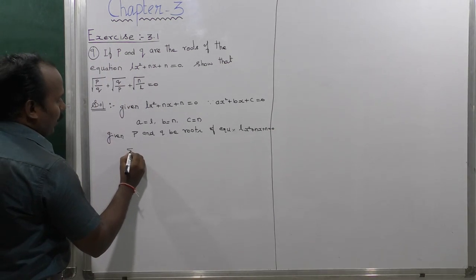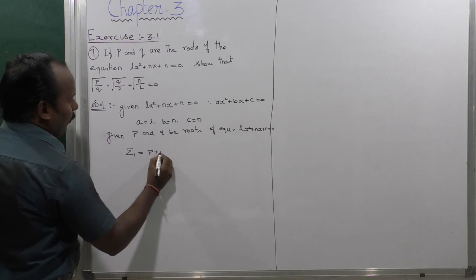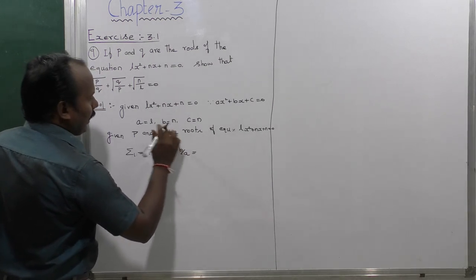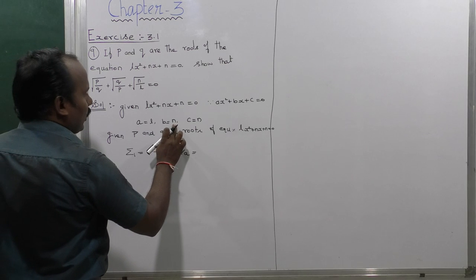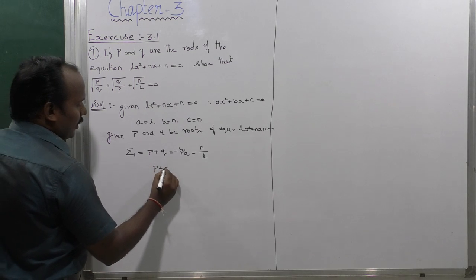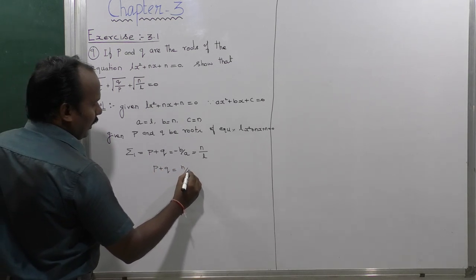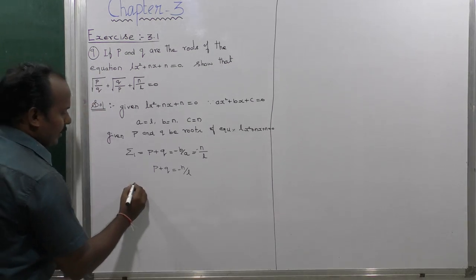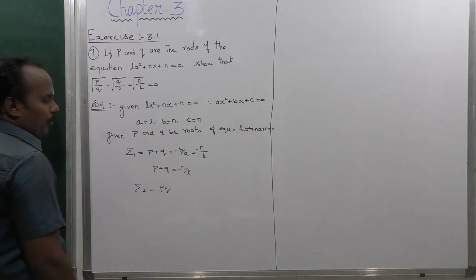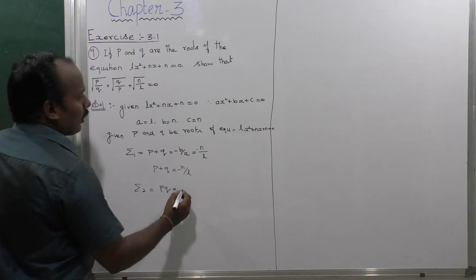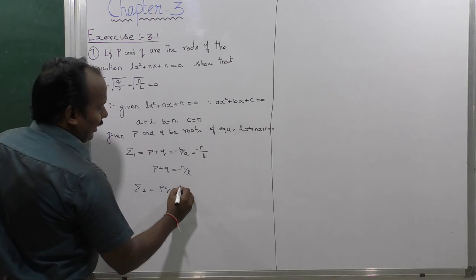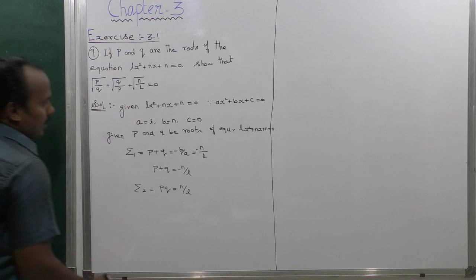First, to find the value of summation 1, p plus q, we use the formula minus b by a. So b by a is n by l, and p plus q is equal to minus n divided by l. Next, summation 2 is pq, which is equal to the value l divided by n... the value of this, n divided by l.